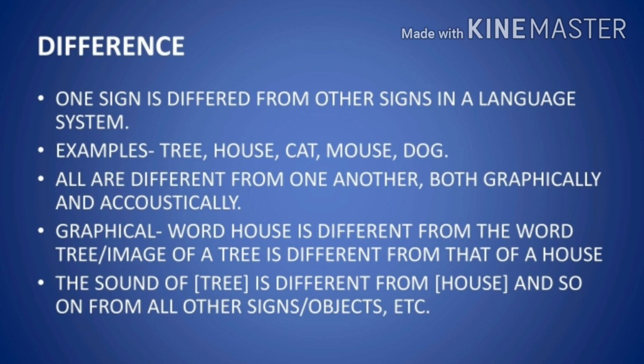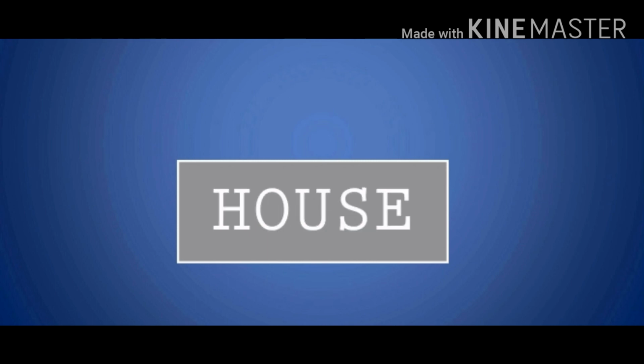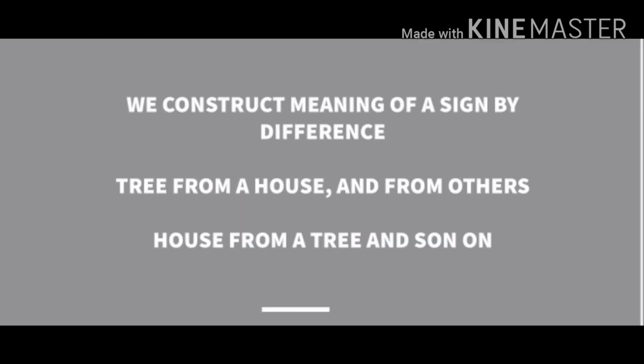So Saussure states that in language we assign meaning to a sign by its graphic and acoustic difference in relation to other signs. For instance, the written word tree, okay, and its sound tree is both graphically and acoustically, or in sound, different from the word house and its sound house, right? Thus, he says, by differentiating one sign from other, we create meaning. That is, tree is a tree because it is not a house, right? A house is a house because it is not a tree.